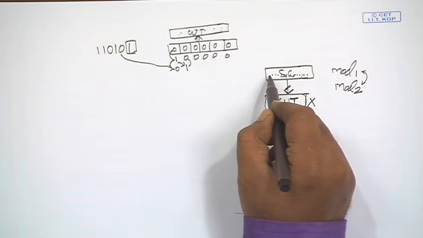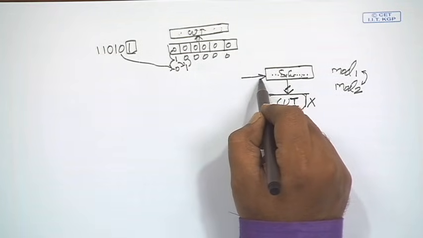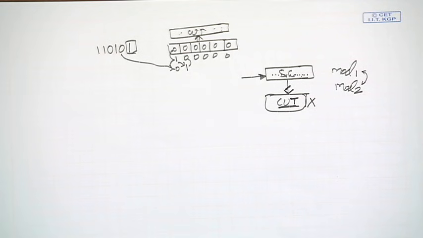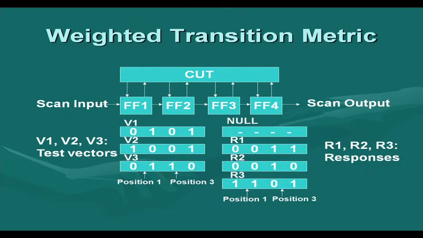You can just compute how many transitions are occurring in this scan chain when I am shifting in the pattern or shifting out the previous response. So, that is what is going to be measured, and that is known as this weighted transition metric.